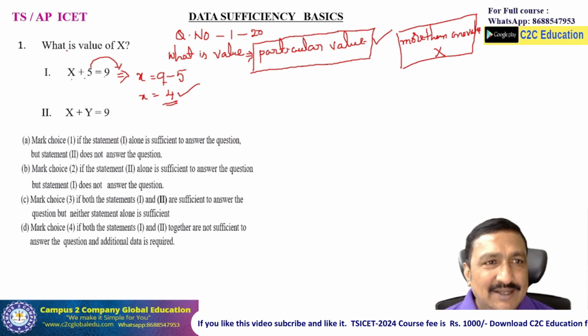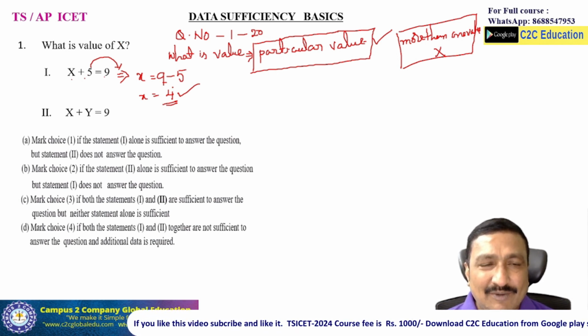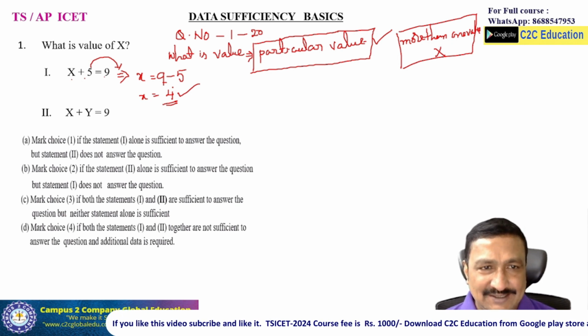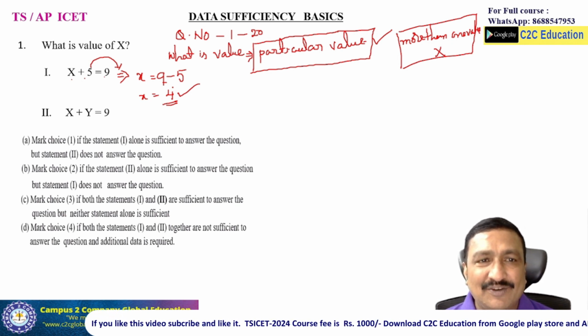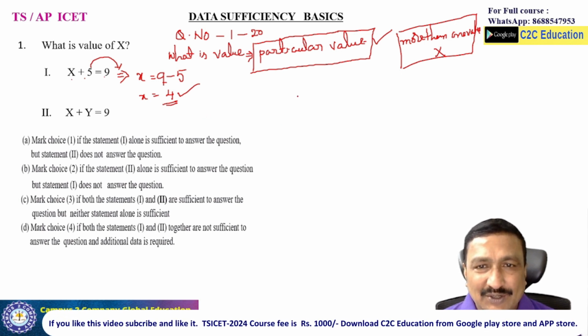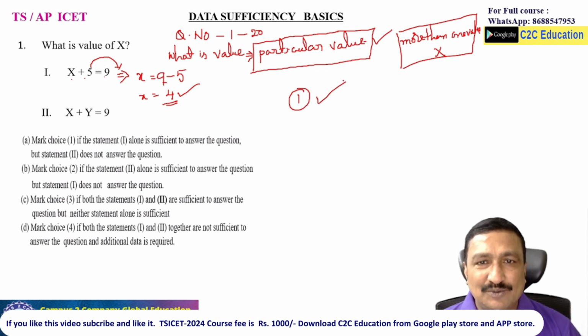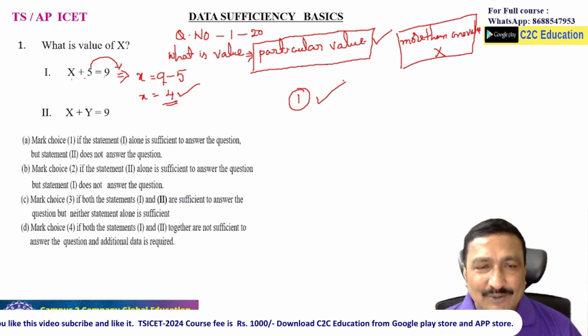They are asking what is the value of x. From the first statement, x is equal to 4. That means from the first statement alone, I am getting the answer. When I get the answer from the first statement alone, there is no need to go for the second statement. So directly, we can click answer as the first option. Is it clear, friends?